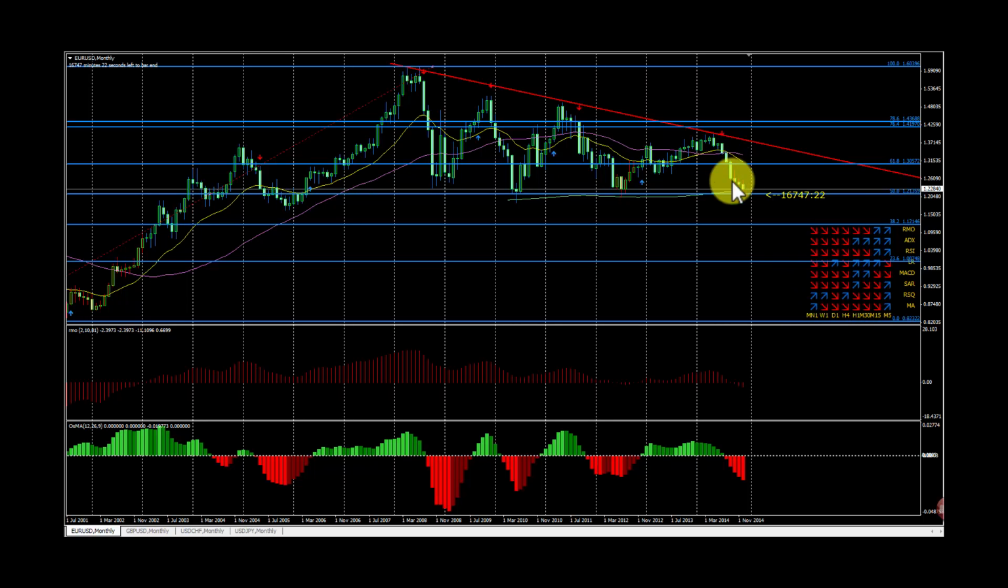In fact, as we head in, you can see that we do have all parts of our strategy template for the monthly. The red arrow, the candlesticks are red. The RMO is below the zero level. The OSMA is bright red and below the zero level. These are all telling us to sell.